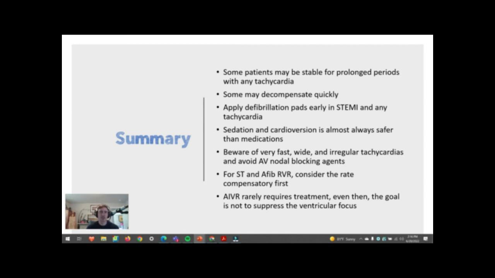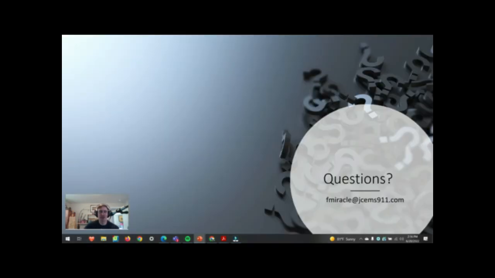I cannot stress this enough. Beware of very fast, wide, and irregular tachycardia. If it's very fast, irregular, and bizarre, just assume that it's AFib with WPW. AFib with WPW, and do not treat that.